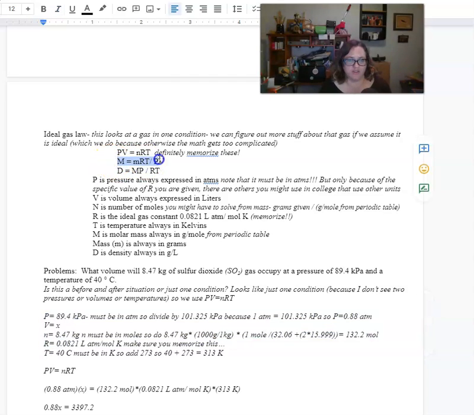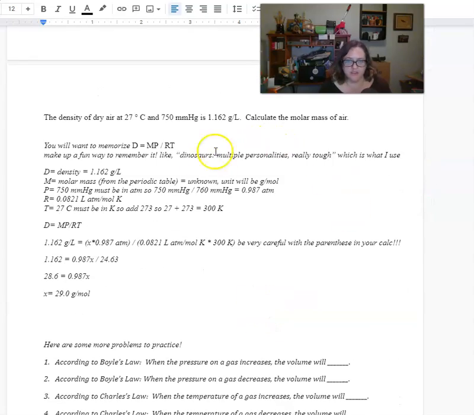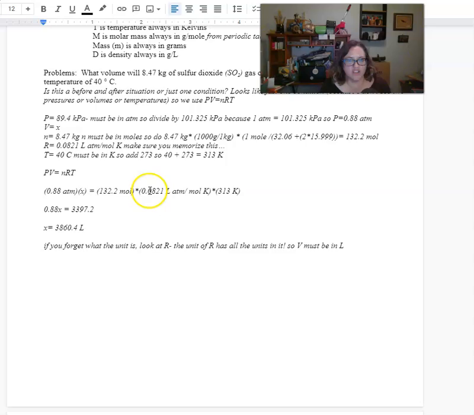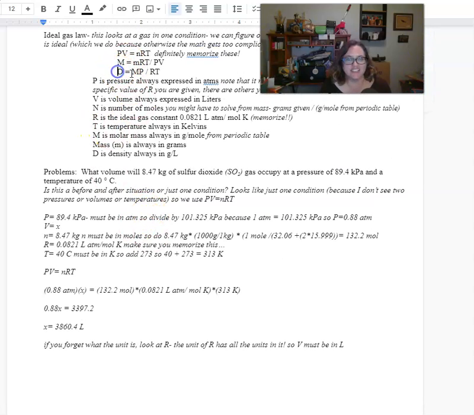How do you remember these two? I don't have a good way to remember this, but I like to remember this as dinosaurs. This was dinosaurs, multiple personalities, really tough. That's how I remember: density is MP over RT. MP is also a British term, and then, I don't know, make something up. Whatever works for you. Even if it's a dirty thing, you don't have to tell anyone as long as it helps you remember.